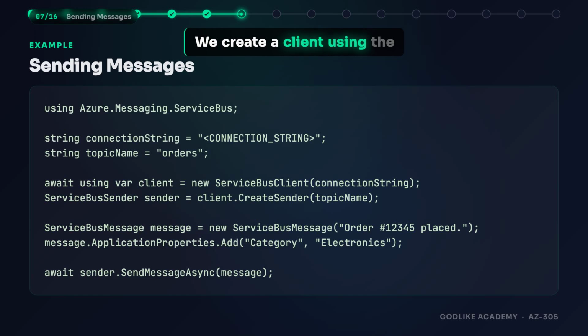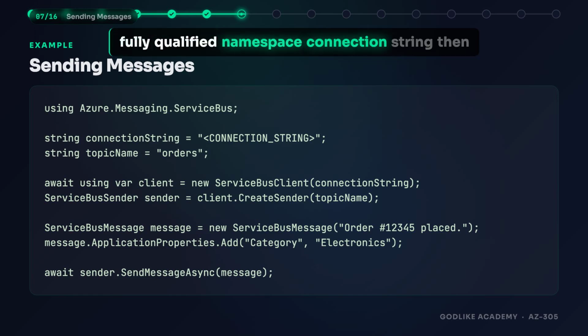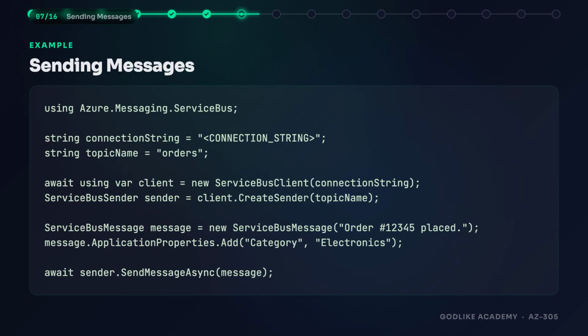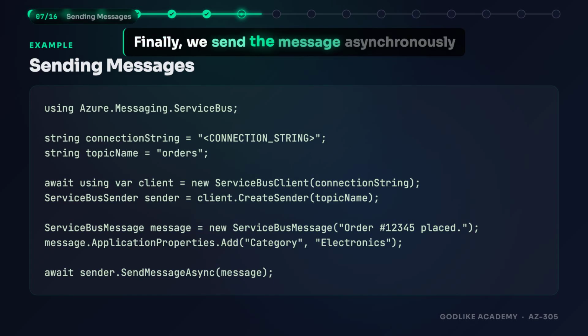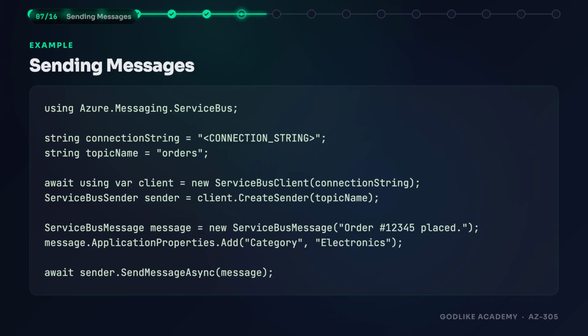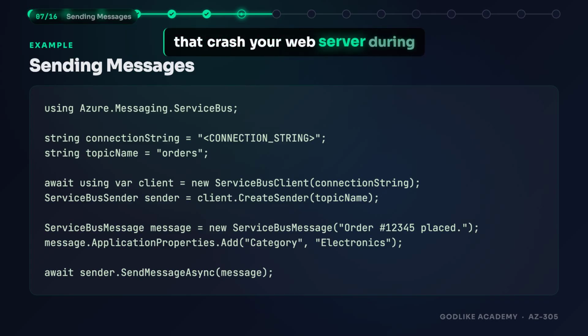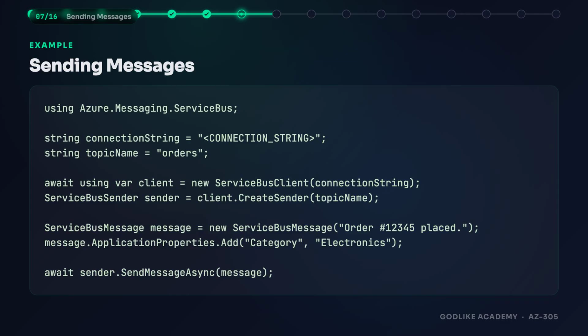We create a client using the fully qualified namespace connection string, then instantiate a sender specifically for the orders topic resource. Next, we define a message with a JSON body and an application property explicitly set to premium tier. Finally, we send the message asynchronously using send-message-async to the broker endpoint. Skipping this asynchronous pattern blocks your main thread and causes timeout exceptions that crash your web server during high-throughput testing.